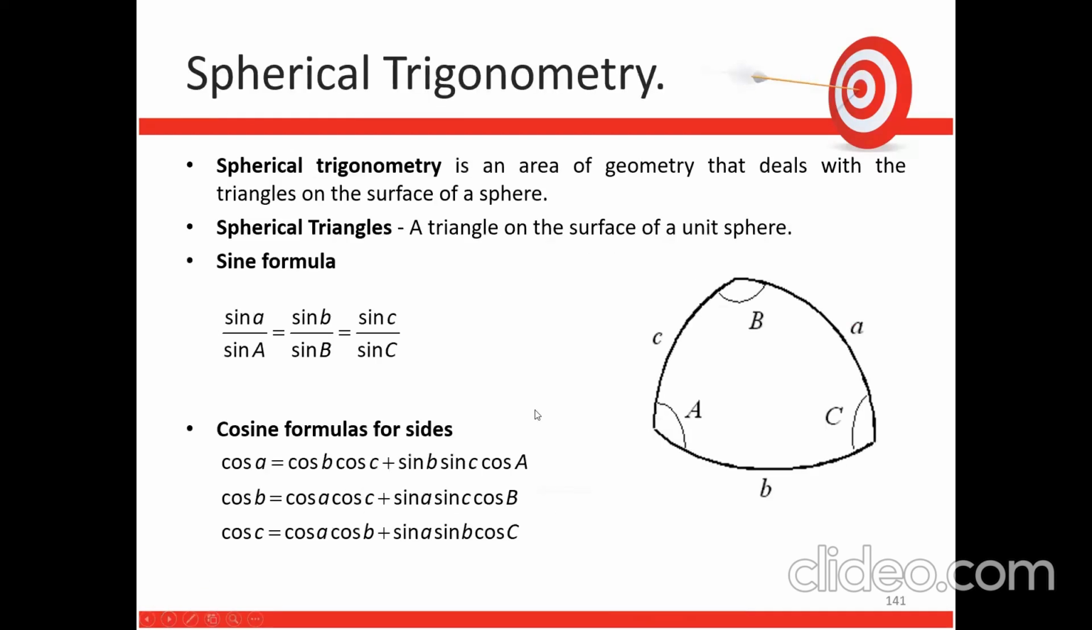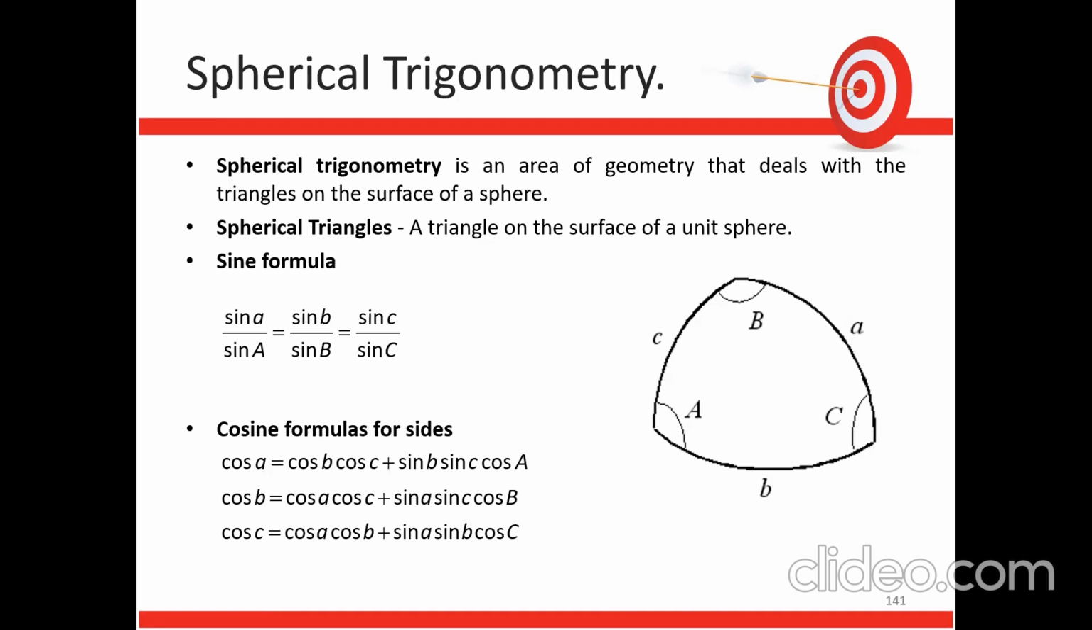So next is spherical trigonometry. Spherical trigonometry is an area of geometry that deals with the triangles on the surface of a sphere. Importante yung spherical pagdating din sa mga solar, diba? Solar radiations. Mga formula doon. Okay? So spherical triangles, a triangle on the surface of a unit sphere.